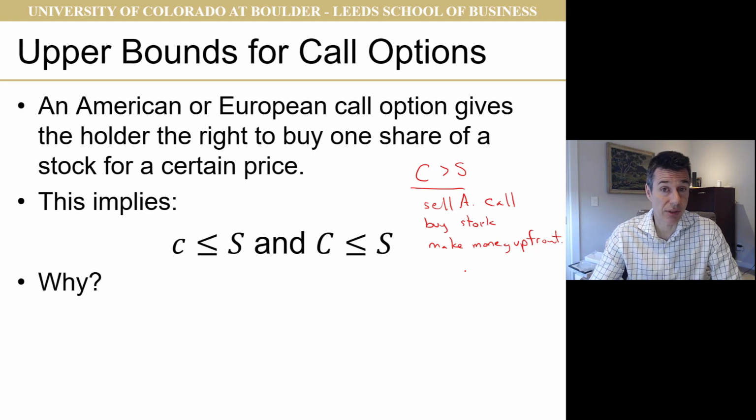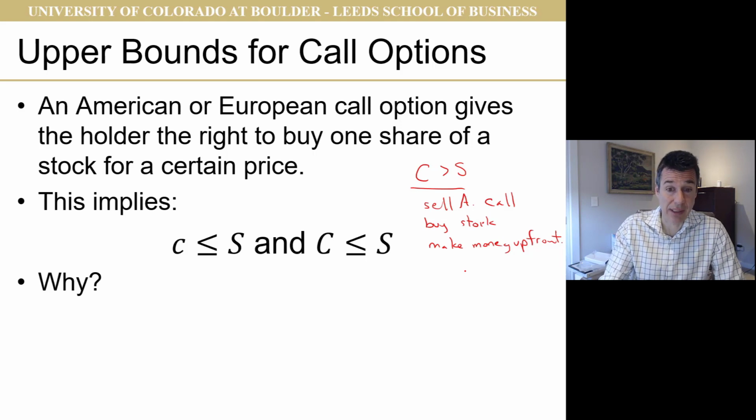The other possibility, of course, is that they don't exercise. Well, if they don't exercise the option ever, then we own the stock and we sell that for whatever it's worth. We made money up front, therefore we've made money as well, which means there's an arbitrage in the market. So what that means is that the European call or the American call has to be worth less than or equal to the stock price.